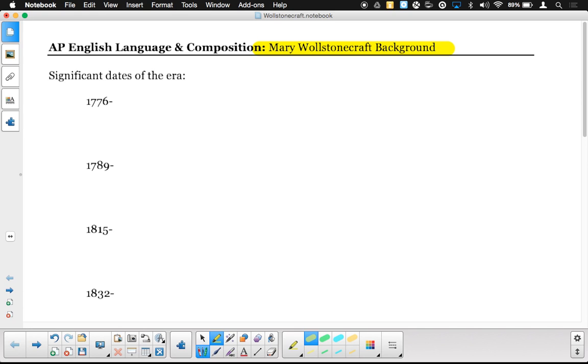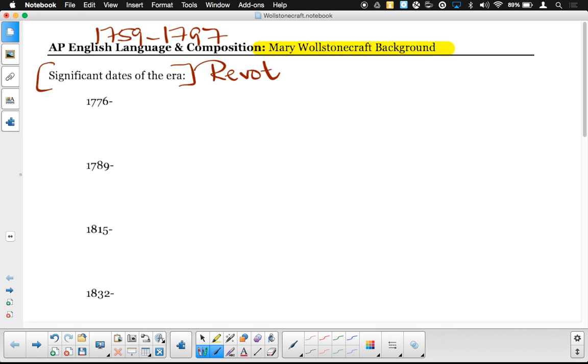The background that we're doing here so far is dates. This is beyond her timeline because she is born in 1759 and she dies in 1797. So certainly 1815, 1832, 1848 that you have at the bottom is going to go beyond her timeline. But really I want to take a look at the era in itself that she lives in, because this era, beginning with 1776 and moving forward, is considered an era of revolt and reform.